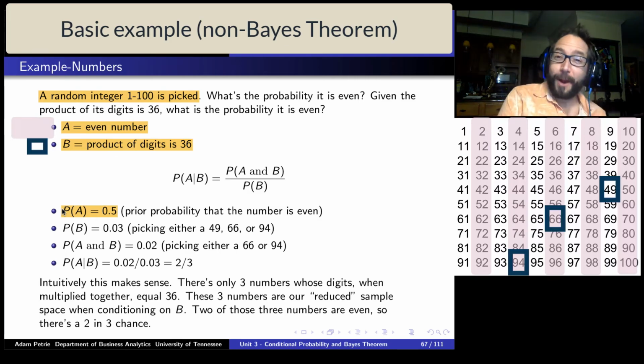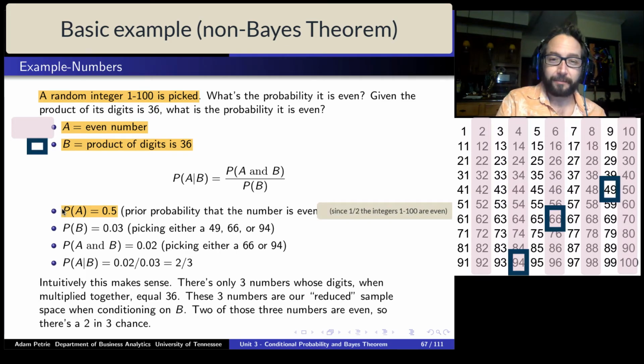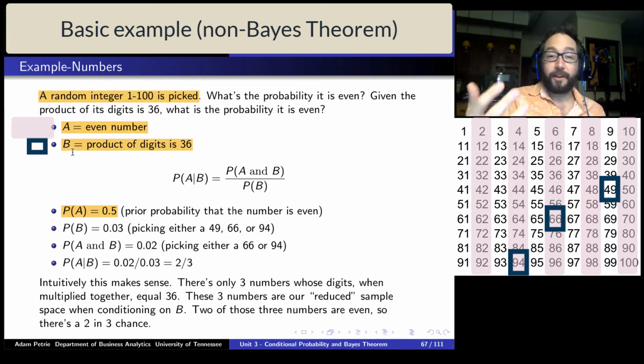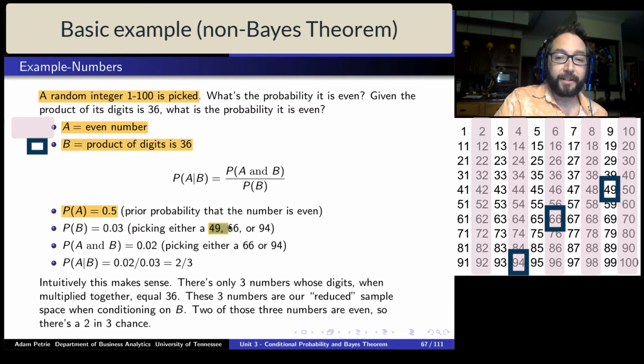So the prior probability that the number picked is going to be even is 50%. Likewise, we can calculate the prior probability of event B occurring. So what is the probability just in general that the number picked is going to have the product of its digits be 36? Well, there's 100 possible choices we're picking from. Only 3 numbers have the product of their digits be 36. So the probability of event B occurring is 0.03.